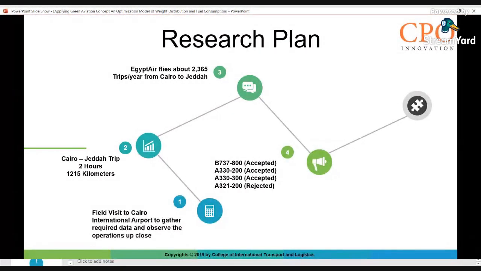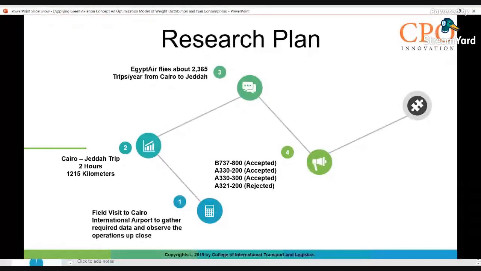So we chose a short trip between Cairo and Jeddah. It's almost a 2-hour trip, almost 1,215 kilometers, so it's a very short one. But we selected this trip specifically because it has a huge seasonality factor. Egypt Air flies about 2,365 trips annually between Cairo and Jeddah. So this is a huge number of trips each year.